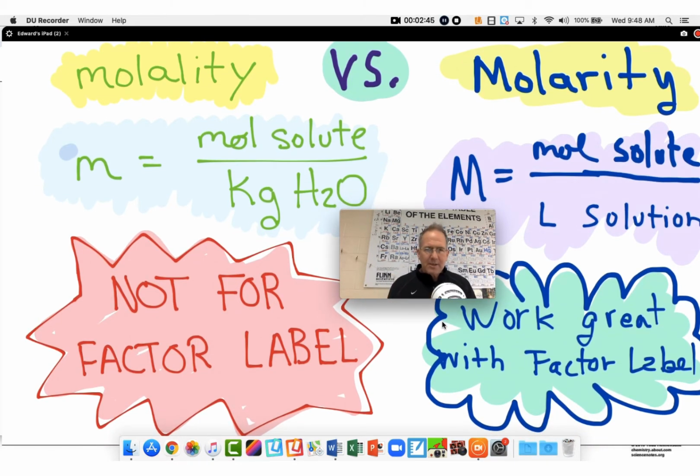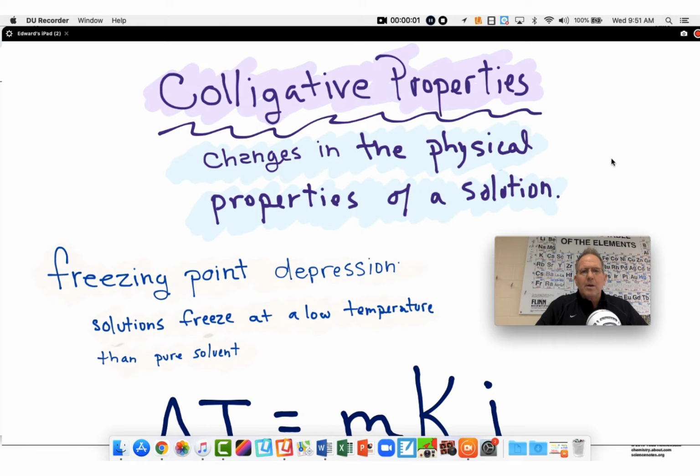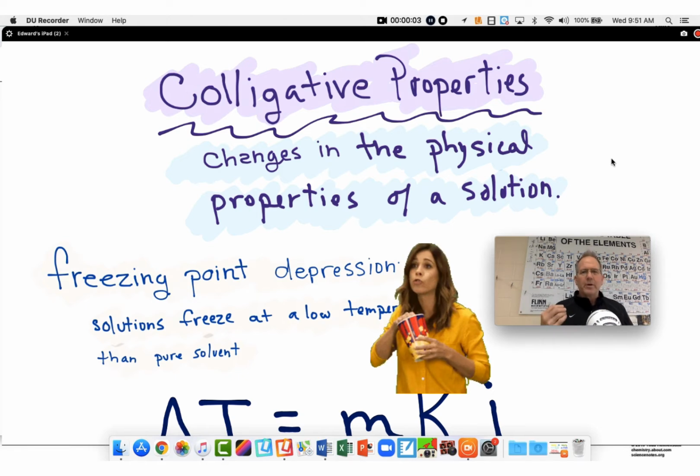So we're going to come back to molality. There's the difference: kilograms of water instead of liters of solution. It's backwards on my screen. Kilograms of water versus the liters of solution. All right, let's look at what molality is used for. What we call the colligative properties.